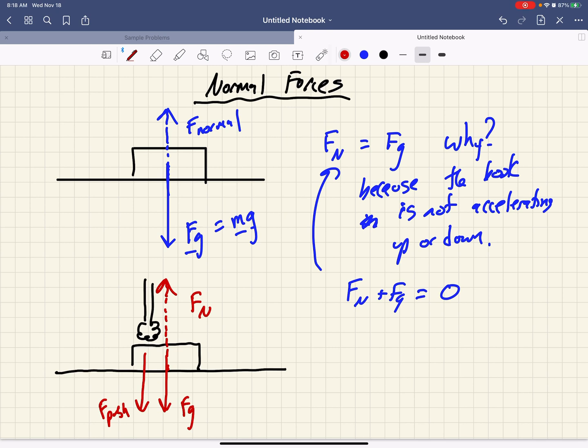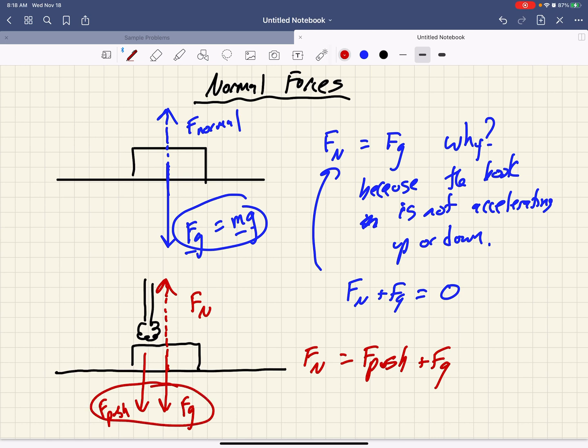So in this case, you can actually push down on the book, and now the normal force has to counter both of these forces. It has to be equal to the force of the push plus the force of gravity. Right? So the normal force does adjust. It can adjust to support whatever forces are opposing it. It could be, in the case right here, simply the weight of the book, or it could be, down here, the weight of the book plus an additional force that you're putting on it.